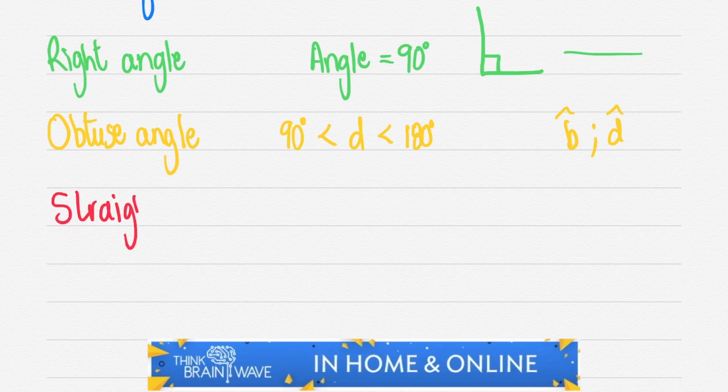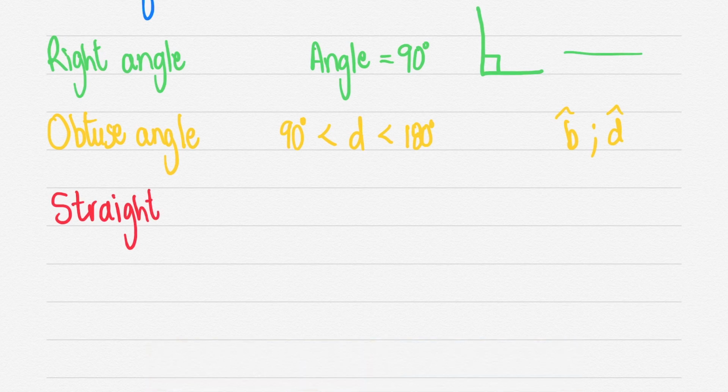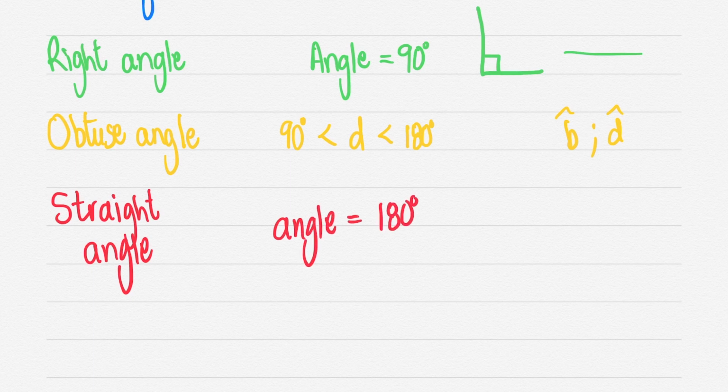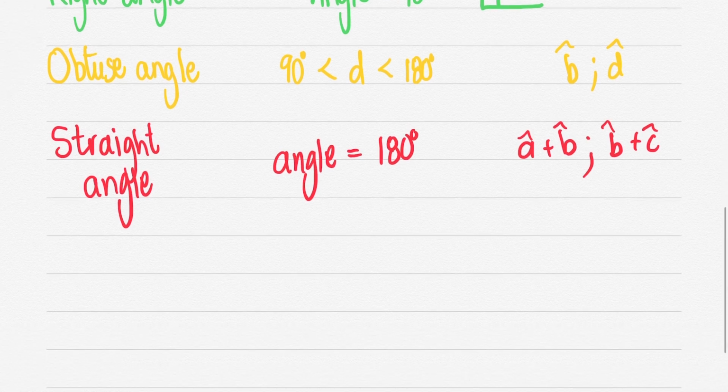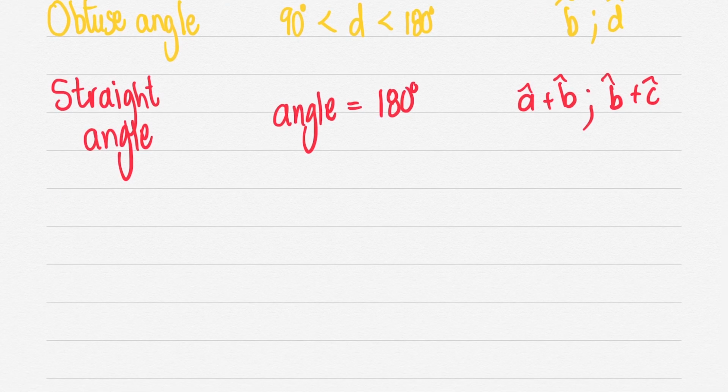I've color coordinated this so that it's easy for you to see which angles are which, and they'll easily stand out from each other. Now, let's move on to a straight angle. A straight angle is an angle that is equal to 180 degrees. I'll illustrate this further on the diagram above. If we say the angle A plus the angle B, or the angle B plus the angle C, we'll see that we have a straight angle.